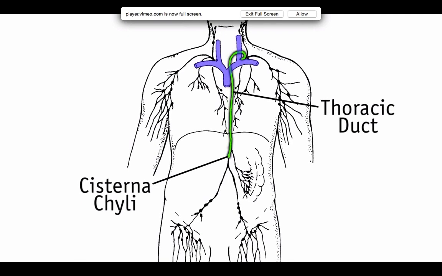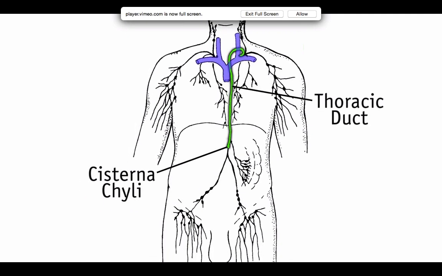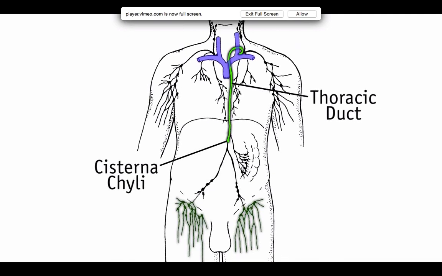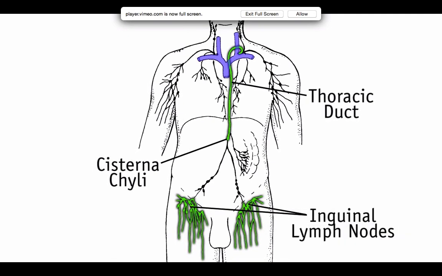When we look at the lower portion of the body, we should also identify in this diagram the inguinal lymph nodes. The connection between the inguinal lymph nodes and the cisterna chyli is the right and left lumbar trunk. The right and left lumbar trunk really connects the inguinal and pelvic lymph nodes to the cisterna chyli. Look at the cisterna chyli, which we mentioned is the beginning of the thoracic duct, as a collection place for lymph fluid right underneath the diaphragm.